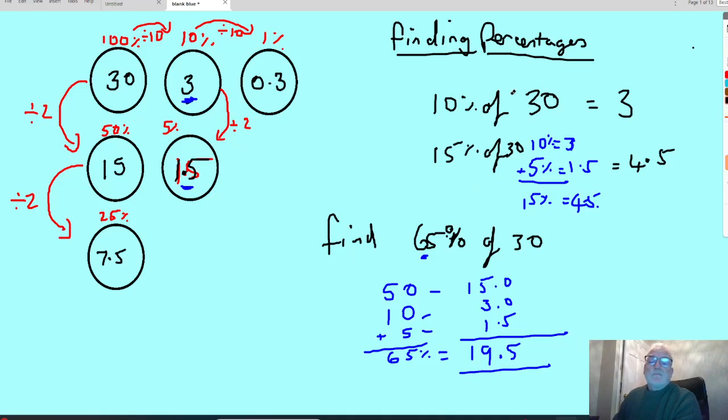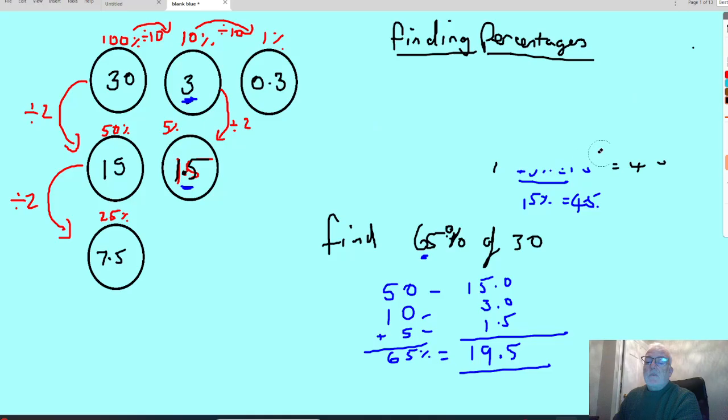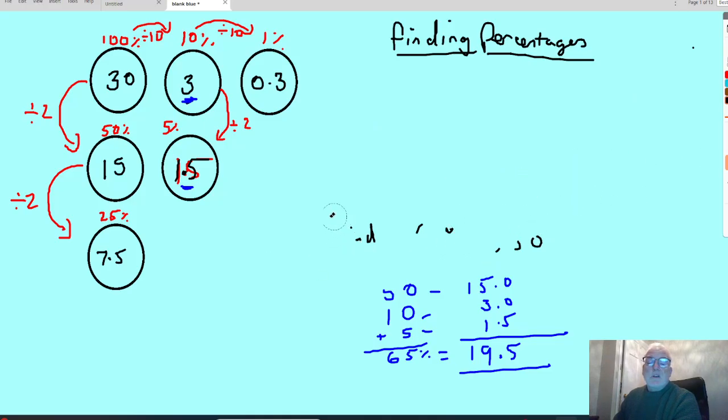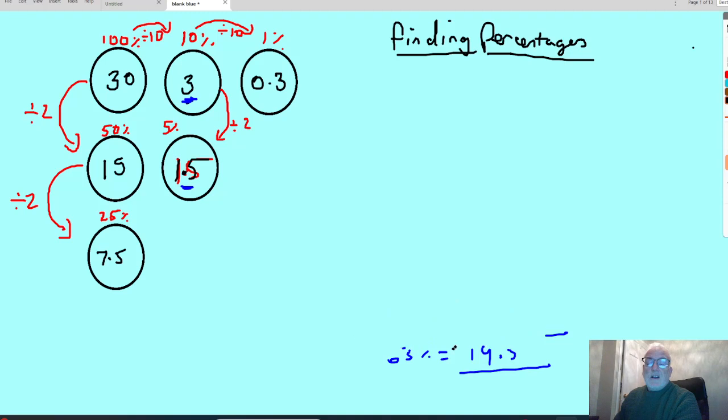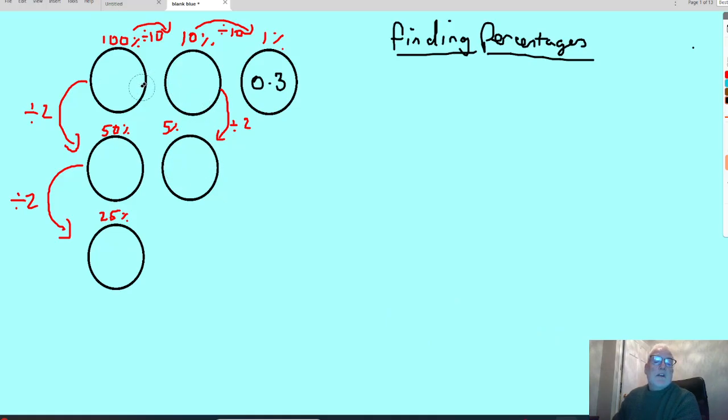So let's try one. I'm going to put a new value into the circle and see if you can calculate the percentages. So let's put in, let's say 80. Let's put 80 in there. So can you find 50% of 80, 25% of 80, 10%, 1% and 5%? Pause the video, give it a go, and we'll come back in a second.